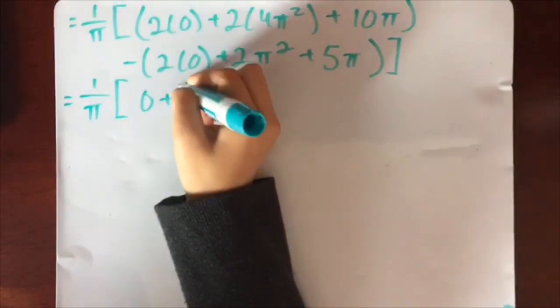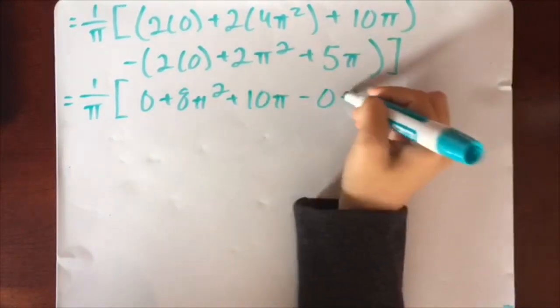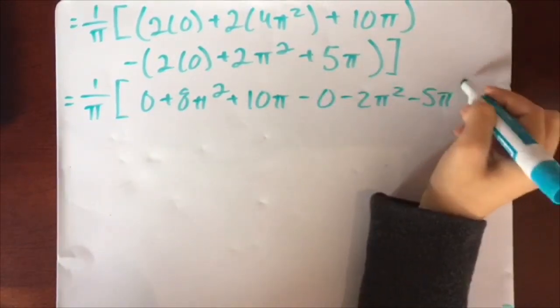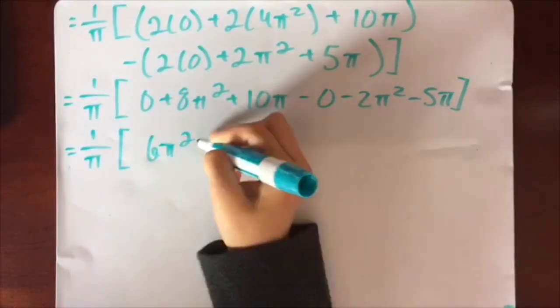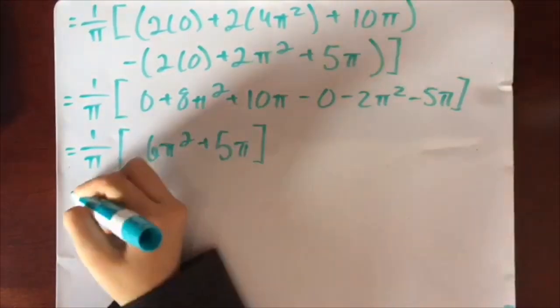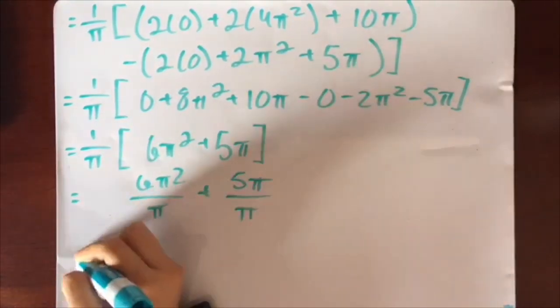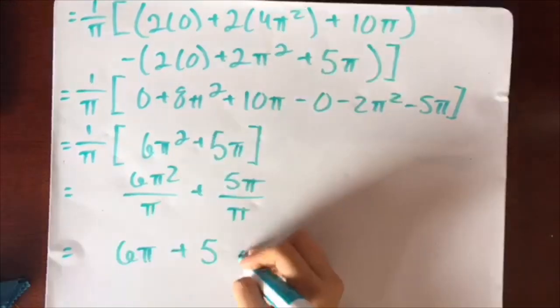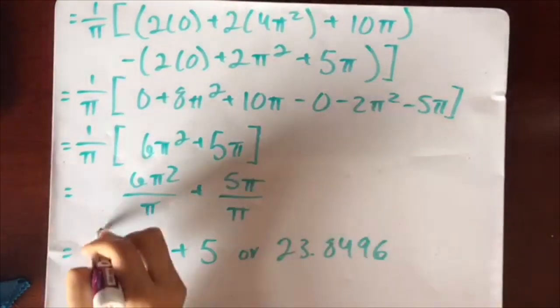After simplifying, you should get 1 over pi times 0 plus 8 pi squared plus 10 pi minus 0 minus 2 pi squared minus 5 pi, which all culminates to 1 over pi times 6 pi squared plus 5 pi plus 0 over pi. So you should just get 6 pi plus 5, which is 23.849.